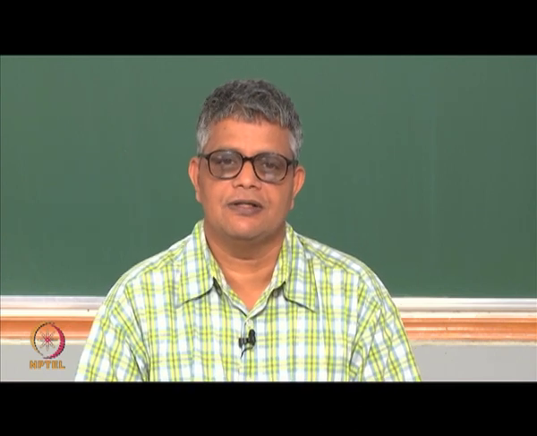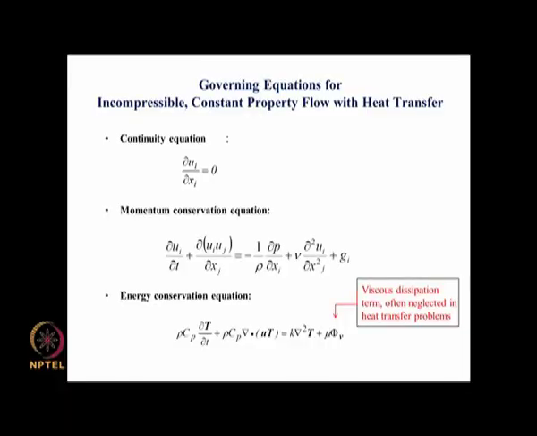Okay, in the last lecture we have considered the case of heat transfer, and we have looked at what kind of equations would represent a flow with heat transfer, that is including the velocity, pressure and temperature. We derived a set of equations which are summarized here, the governing equations for incompressible constant property flow with heat transfer. We have a continuity equation and a momentum conservation equation, the 3 momentum in the 3 directions, and then we have an energy conservation equation through which temperature is brought out as a field variable.